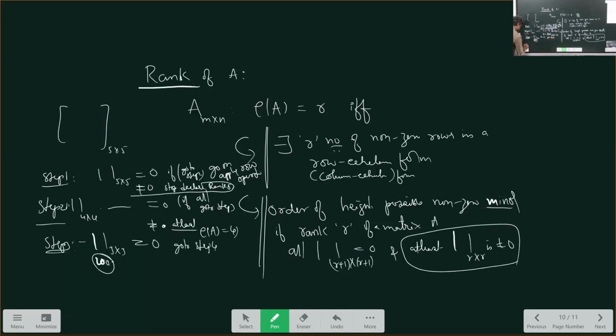Step 4 talks about all 2 by 2 matrices. How many 2 by 2 matrices? 5C2 into 5C2. I think I explained how that 5C2 comes; you can think of it. If at least one is not 0, then declare that the rank of A is 2. So like that I need to proceed until the order of 1 comes.